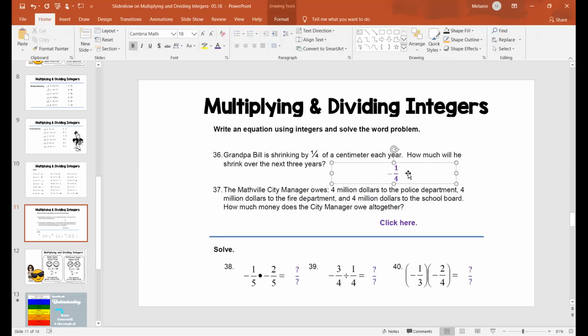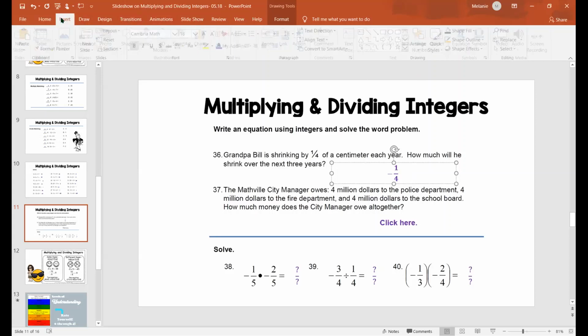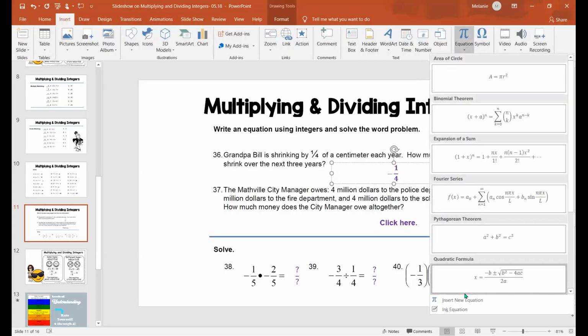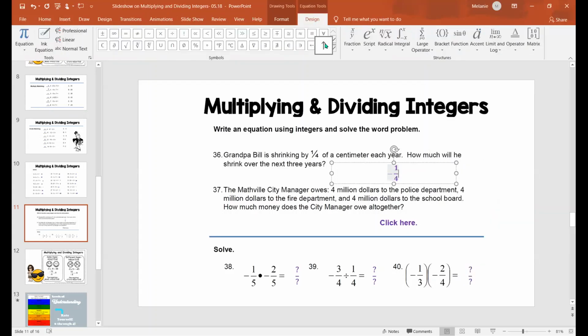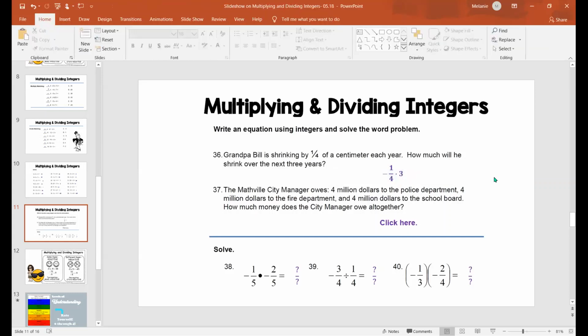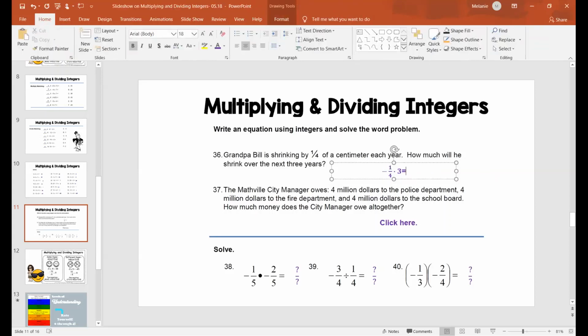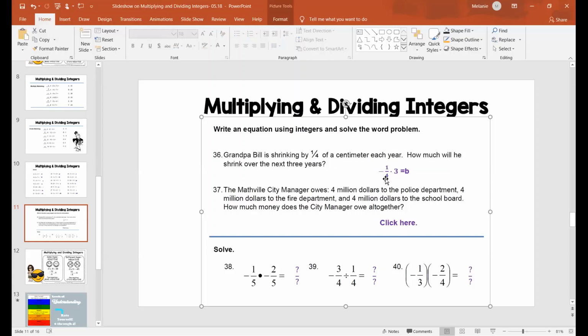So the equation would be -1/4 times 3. And I'm going to actually even insert the times dot because I don't want it to look like an X, right? So that is found somewhere in here. Look at all these fancy symbols. Here he is. He's really small. Okay, times 3. But I could have used parentheses. I should have done that. All right, so that is our equation. That's really an expression. So I'll put equals, let's say, what's his name? Grandpa Bill? We'll say equals B for Bill. Okay, so shrinking 1/4, that means -1/4.